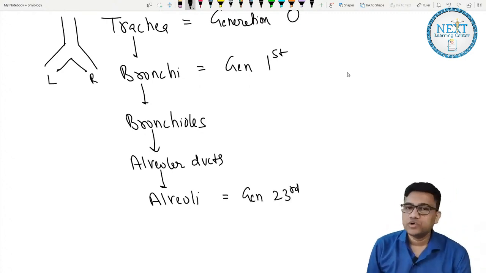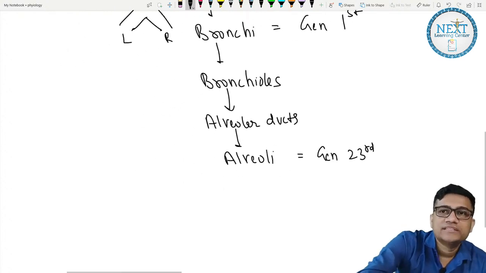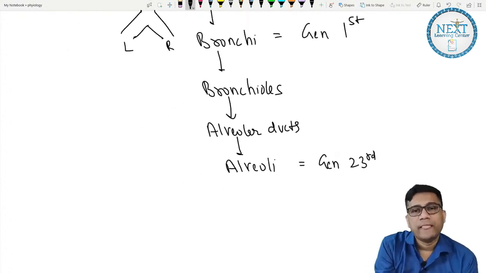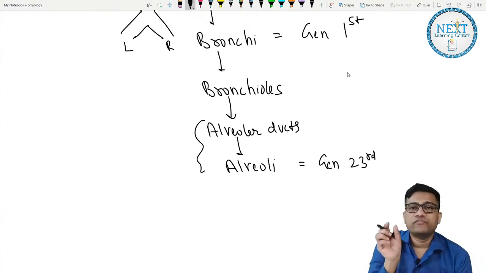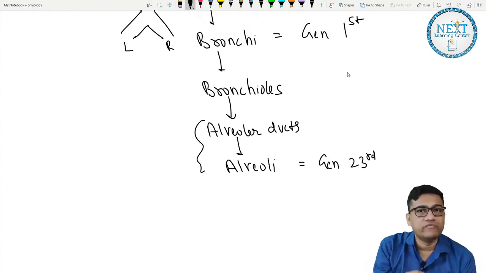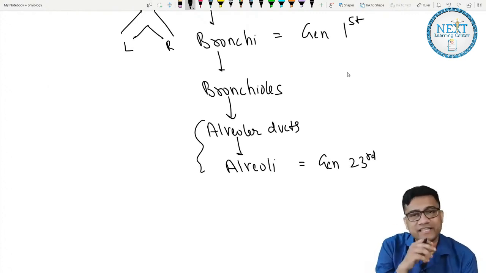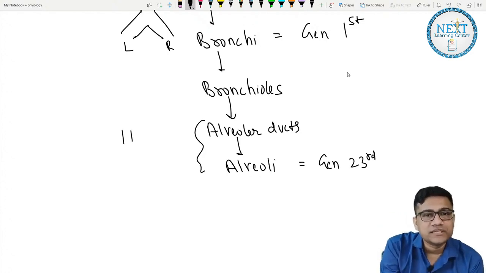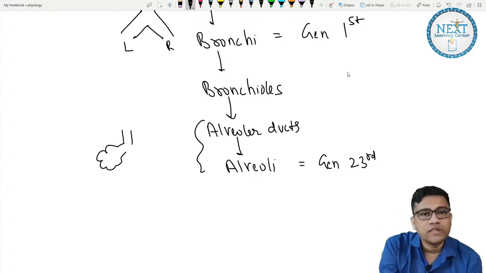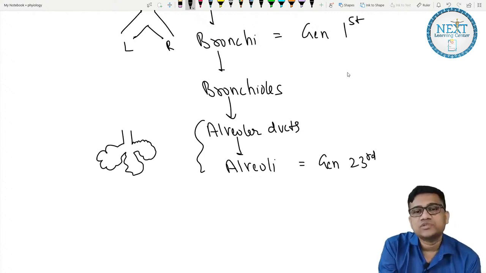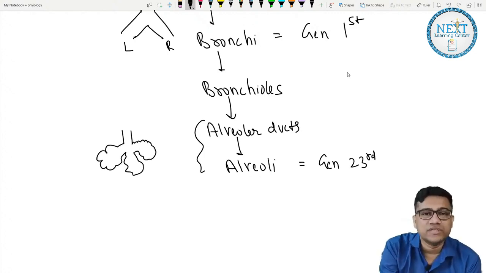Okay, generation 23rd. And there is something called as what? Acinus. From the respiratory bronchiole we start the alveolar ducts and they give the alveoli. So these ducts and all the alveoli it is connected to, this is called as what? Acinus. This is the alveoli, this is the duct.